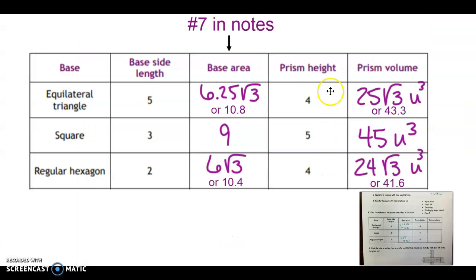Okay, so remember the base areas on the equilateral triangle and the regular hexagon. We found that in number 7 in our notes. So all you really had to do was put that in your calculator and round those answers to the nearest tenth.